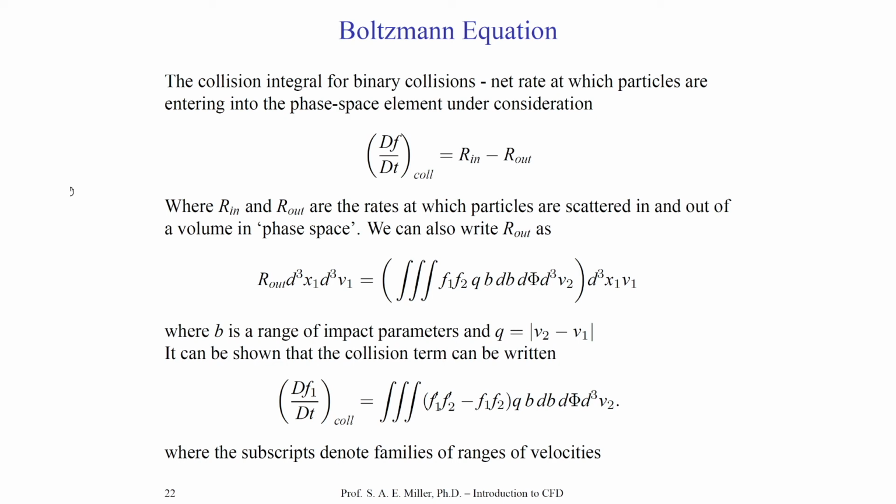Now, in binary collisions, the right-hand side might be written different ways. This is probably the most simple one, where there's some net rate at which particles are entering the so-called phase space in and out of each element. These are the rates at which particles are scattered in and out of the volume, or phase space. We can also write this using this form here and simplify the terms.